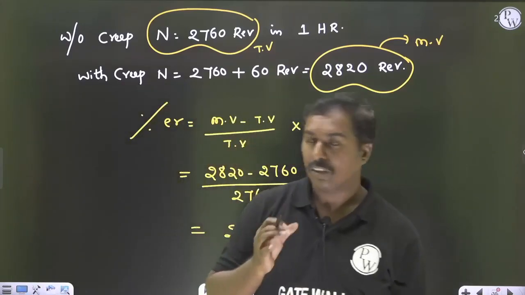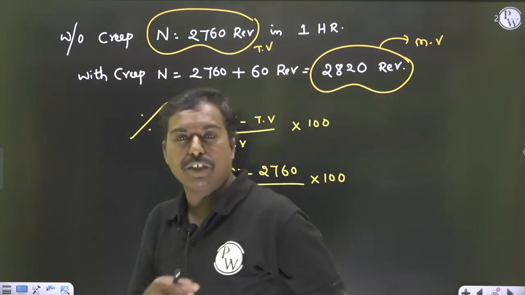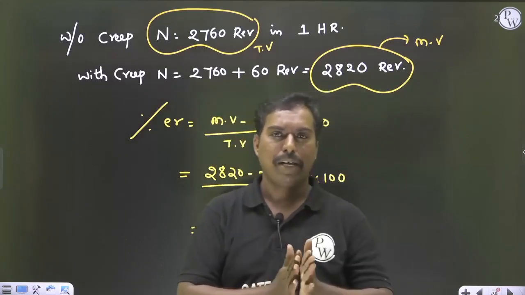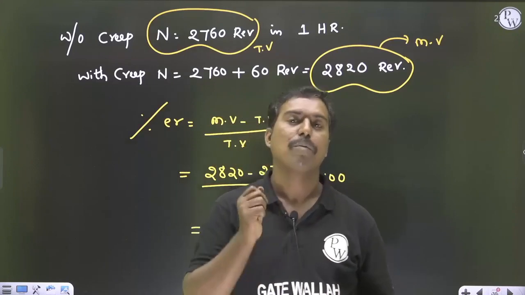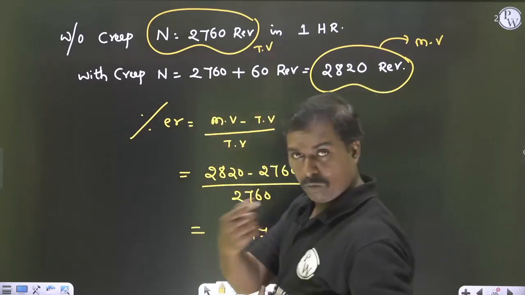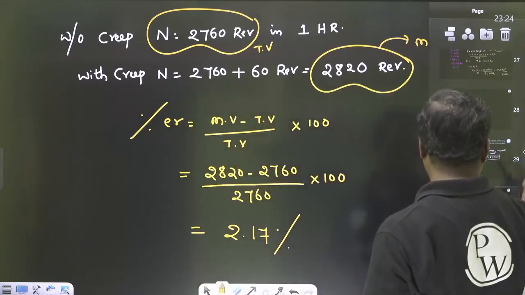Without creep is the actual, the true value. But what is happening? There is a creep of the energy meter disc. There is a creeping error because of the magnetic flux effect. When there is no current also, sometimes slow rotation will be happening. So that is also added whenever the meter works. 2.17%.